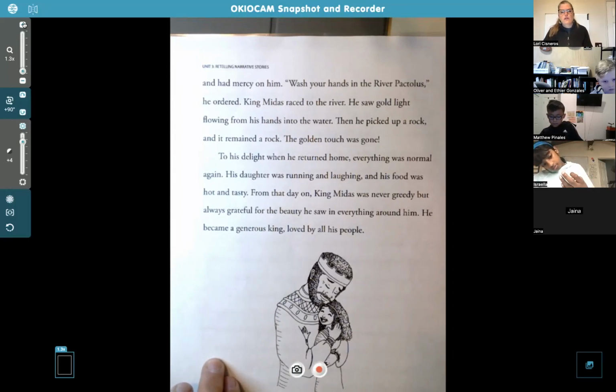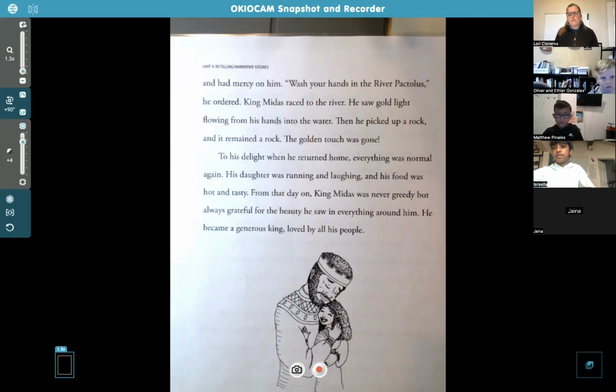So good. Okay. And then he became a generous king. Do you know what that word generous means? What does that mean? Let's see. Matthew, do you know what generous means? No. Okay. I saw Israela nod. What does it mean, Israela? It means like loving and like kind. Mm-hmm. Loving and kind, exactly. And maybe even giving, like either giving money or food or anything anybody needs. He's willing to share. So that's a drastic change from being greedy.